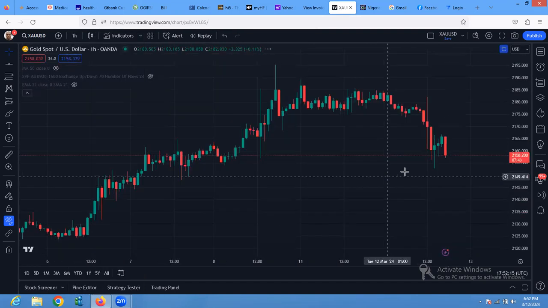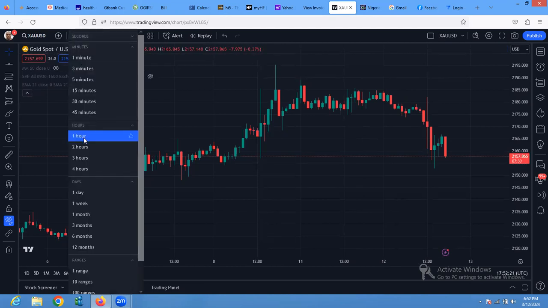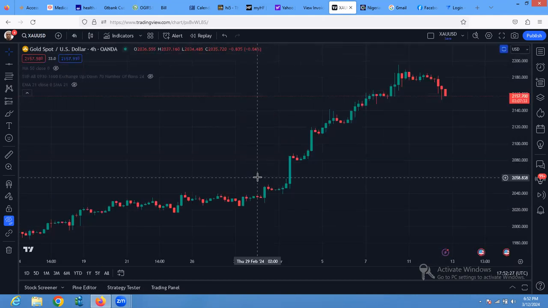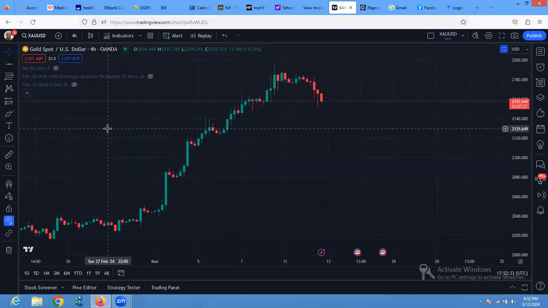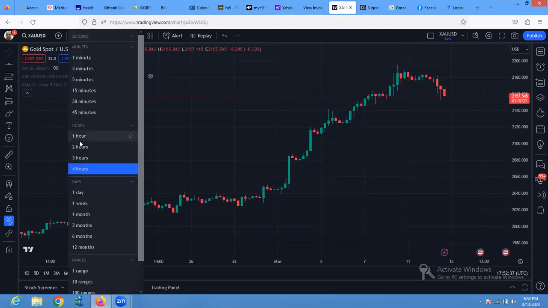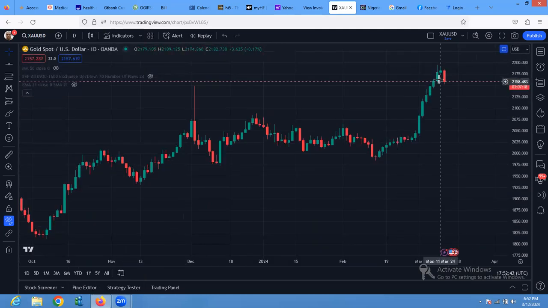We can see this price action on the 1 hour, the way it's looking is pretty much corrective. On the 4 hour, also very corrective. Now you will not see my point until we get onto the daily time frame. So let's look at the daily, and you'll see what I'm trying to show.